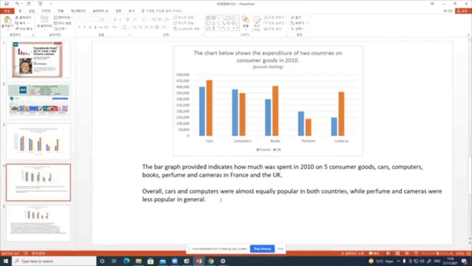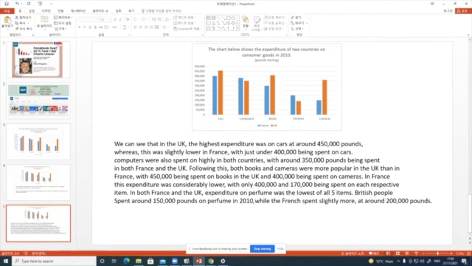And then we write our overview, okay? Generally, what do we see? Without commenting on any numbers, without putting any numbers, then we move on and we break down the graph. I chose to do it cars, computers, books, perfume, cameras, but there are other ways to approach it. You probably talk about these 2 first because they're similar. I mean, there's not much difference. You move on, maybe talk about the ones which have a big gap, which is kind of what we did, and then we looked at the lowest one finally. Okay.